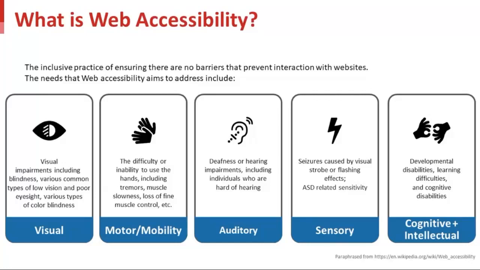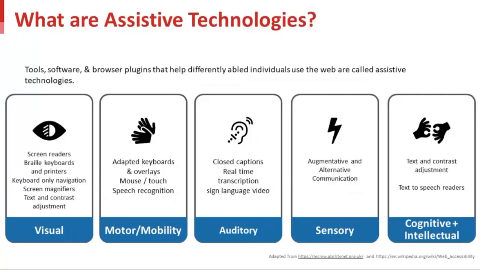From a sensory perspective, you may have seizures, you may have an ASD-related sensitivity, and then recently, cognitive and intellectual development is also a really big focus of some of the standards. You might just have a developmental disability, you may have learning difficulties, you may have cognitive disabilities.